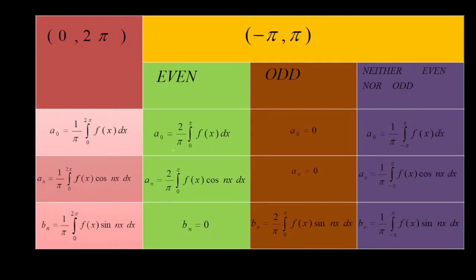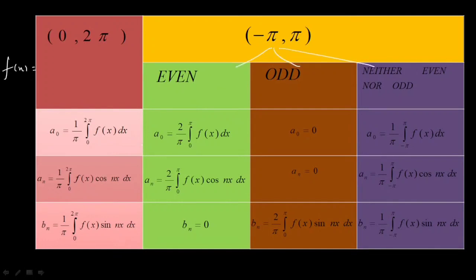Now you have a clear idea about the formulas that we are going to use under minus pi to pi. Okay. So in 0 to 2 pi we have only one general form of f of x, whereas in minus pi to pi we have three distinct forms. That is, if it is even, odd, and neither even nor odd.